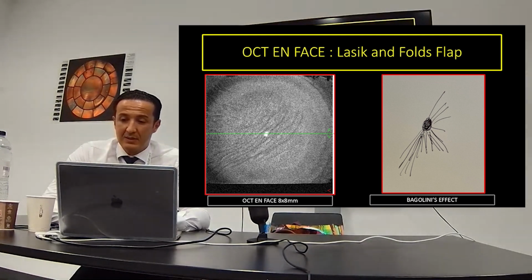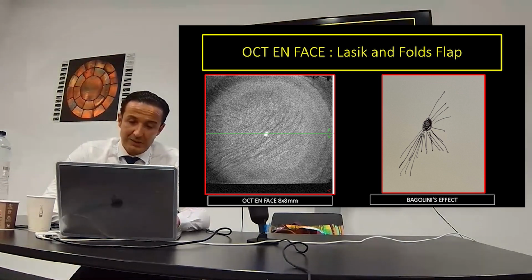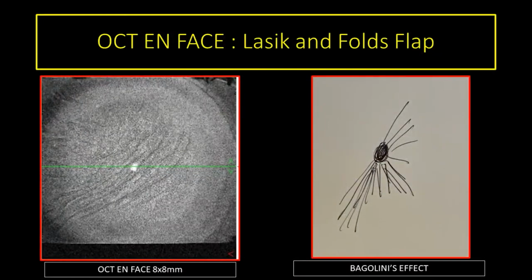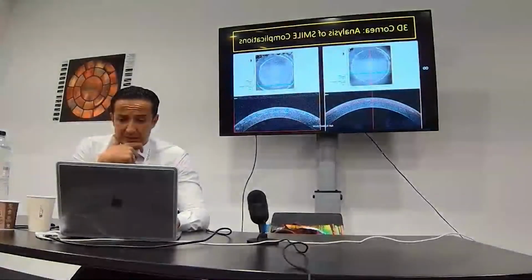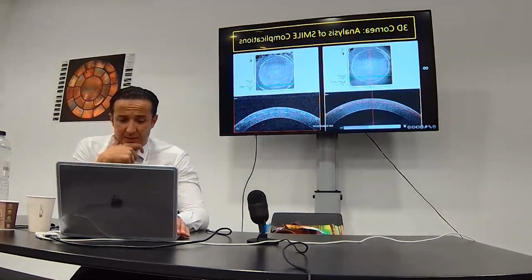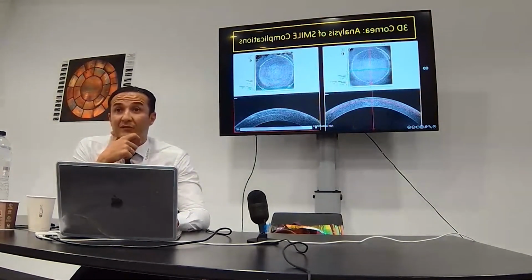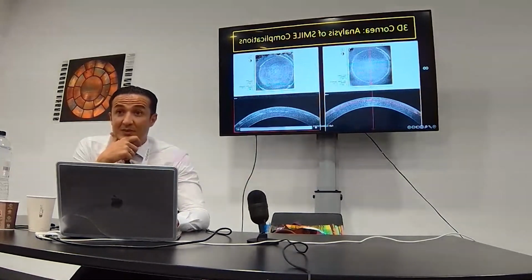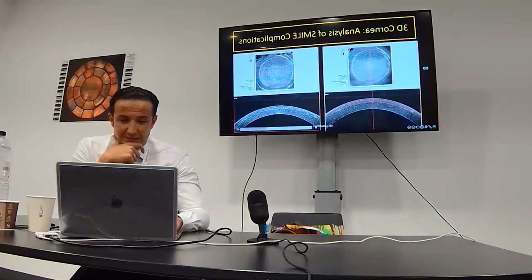And look here, this is a microfold within the flap inducing diffraction, called the Baguini effect. And this is the drawing performed by the patient. The case of SMILE, look at the right eye, there is a very regular cutting shape. This is an incision and the intrastromal cutting shape. And look here, there is a problem of docking and still remains a piece of lenticule with a reflectivity in the interface.